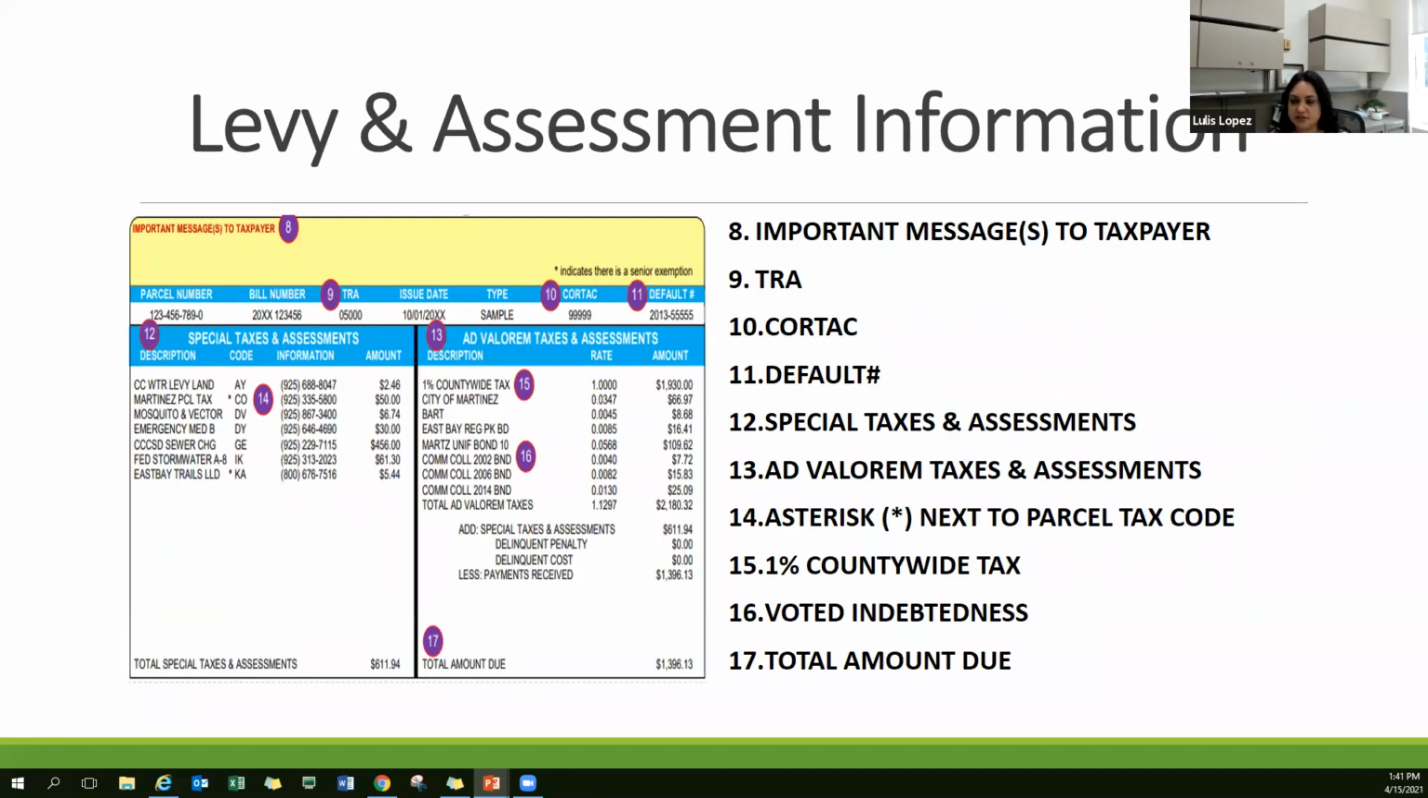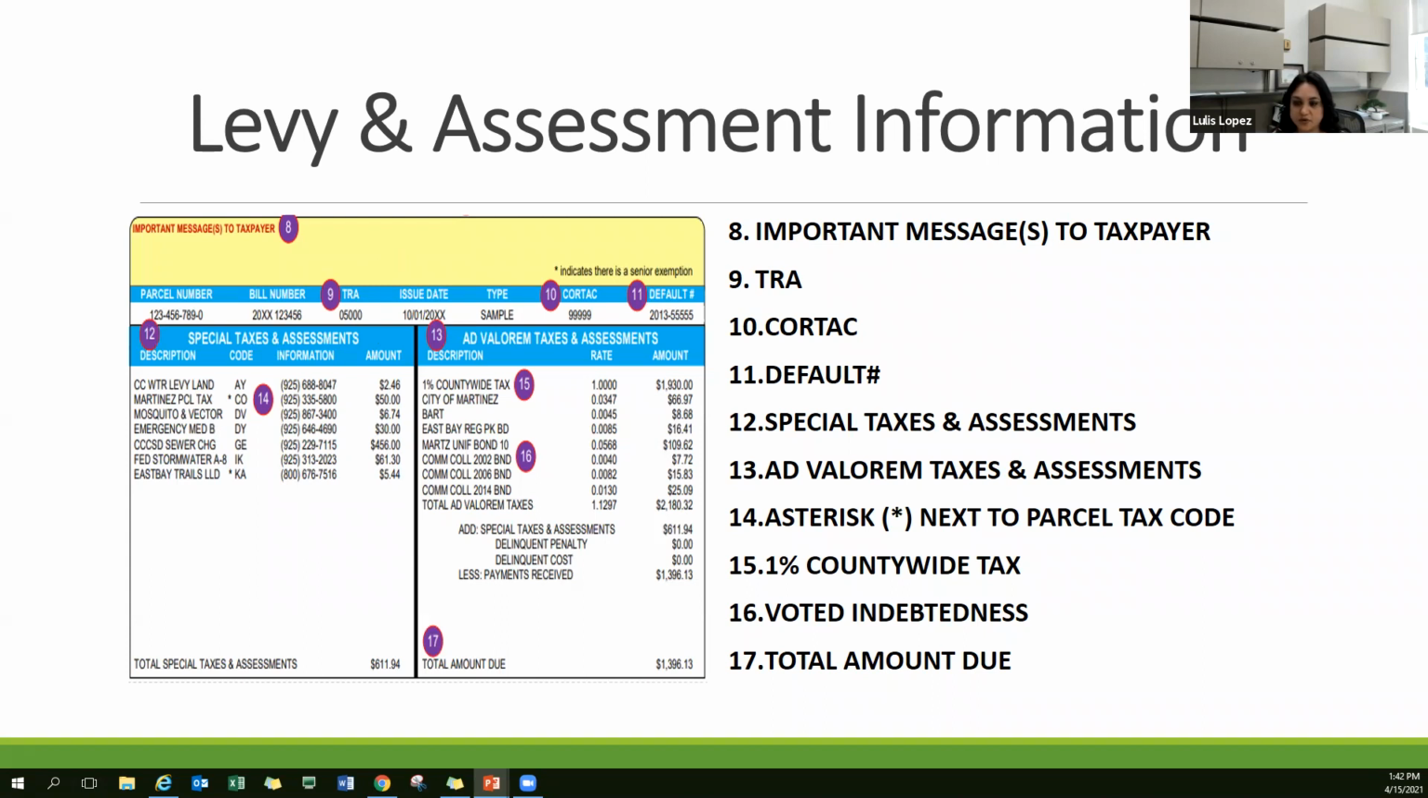On the second half of the bill, it's the levy and assessment information. On the yellow, where it has important messages to taxpayer, this area of the tax bill provides important information specific to the property owner and will state whether there are any delinquent taxes owing or if a senior exemption exists for certain parcel taxes. The TRA is the tax rate area in which the property is located.